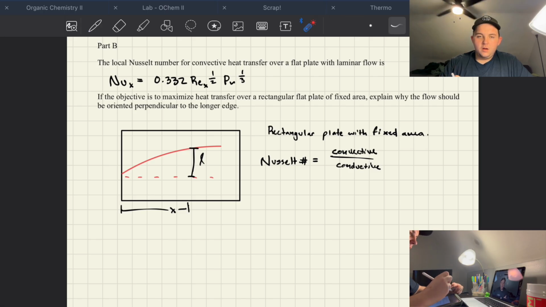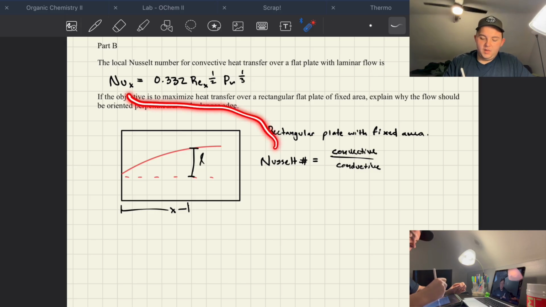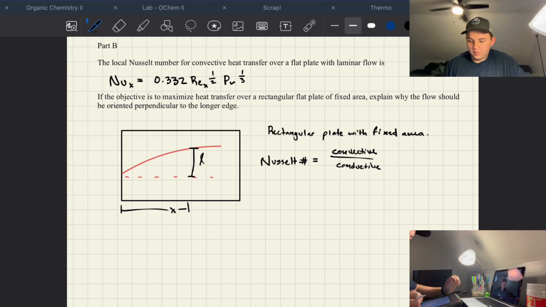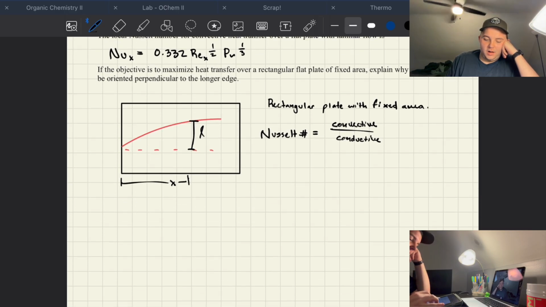So a Nusselt number is going to be our convective versus our conductive. That's what we're trying to solve up here. Well, not necessarily solve, but find a value for, to kind of explain why we would want to have our perpendicular orientation. So to get started, we're going to start plugging in units similar to part A.